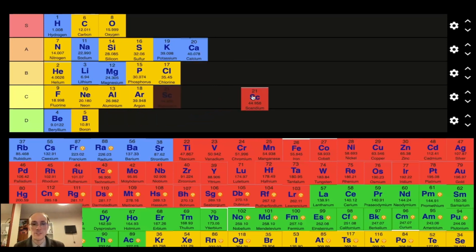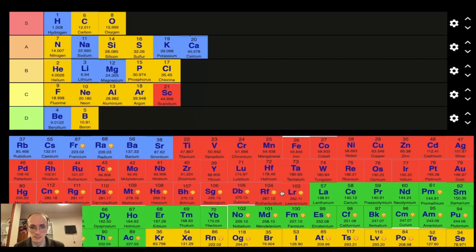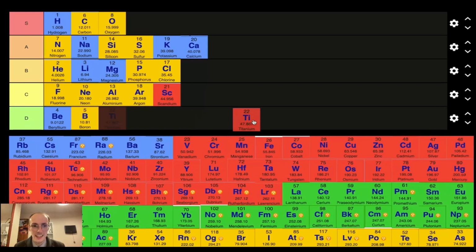Radioactive scandium is used in oil rigs as a tracing agent. I've only got 2 bullet points for scandium, which suggests it was quite a dull element, so it can go in C, the same as aluminium. Next up, titanium, a more famous of the transition metals. It's going to be somewhere around here. Here it is.